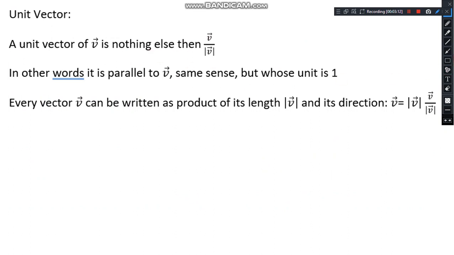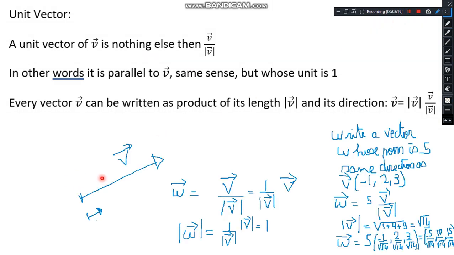A unit vector, what is a unit vector? What is a unit vector of a vector V? It's a vector with the same direction and parallel to V, but whose norm is 1. So it's a vector W. When I say V over its norm, it means 1 over norm V, which is alpha, times vector V. What does it mean? W equals alpha times vector V.